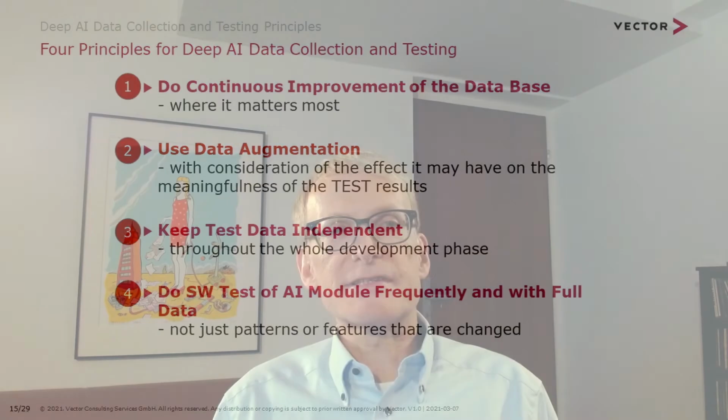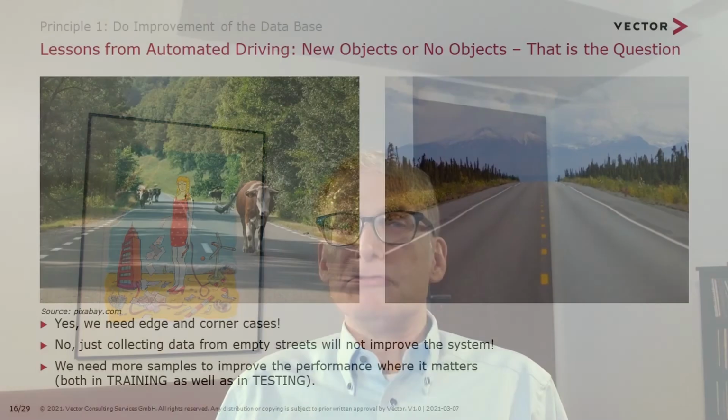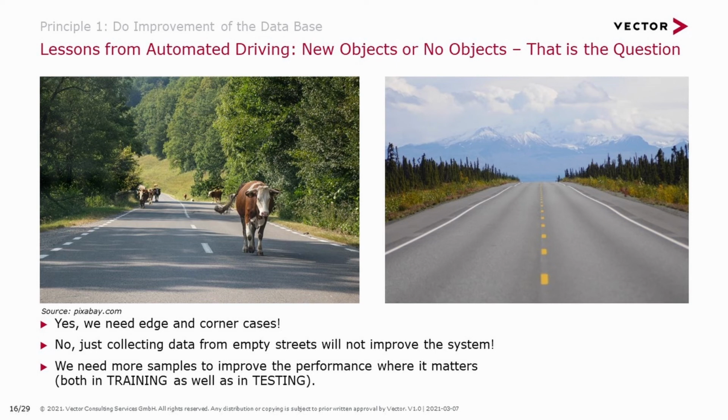So let's come to the first principle. These are pictures from lessons from automated driving. Do you need new objects or do you need no objects? That is the question. The left-hand picture shows a road participant. It's a cow on the street, and for a rural street this might be the right road participant, and you need to be able to detect the cow on the street. This is called an edge case. It's not the usual case. You don't have to expect cows every day and every hour on the street, but it can happen.